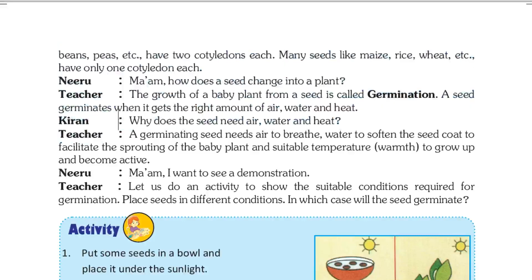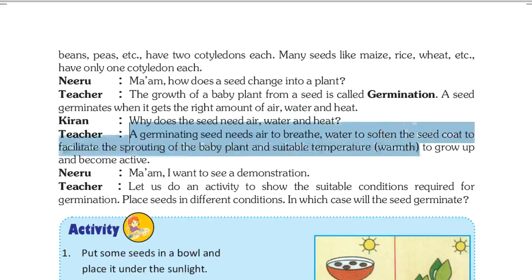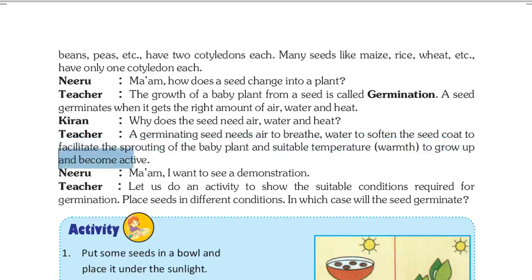Kiran, why does the seed need air, water and heat? Teacher, a germinating seed needs air to breathe, water to soften the seed coat, to facilitate the sprouting of the baby plant, and suitable temperature to grow up and become active.